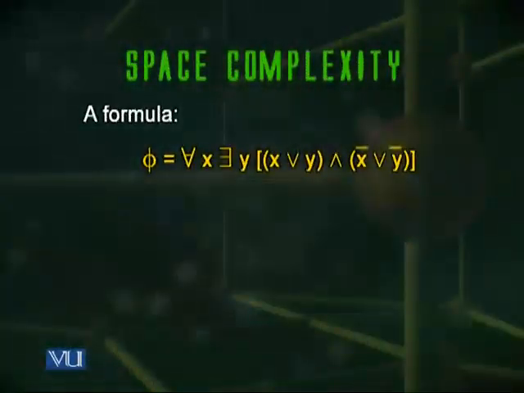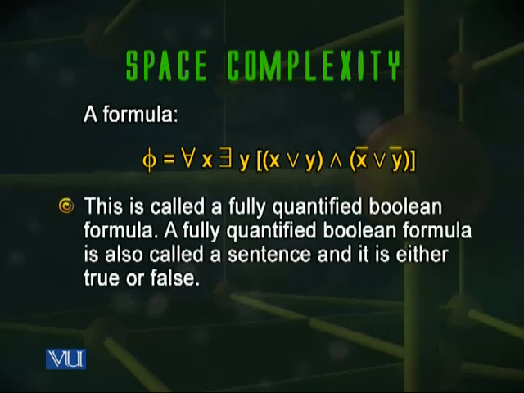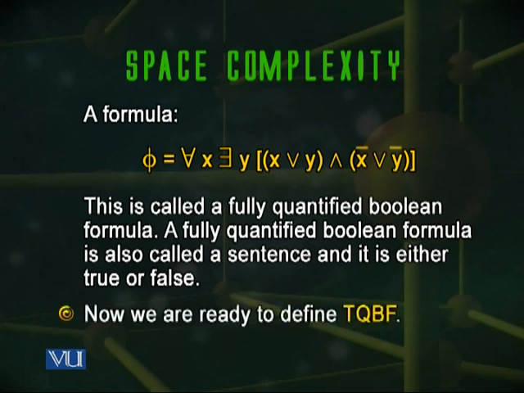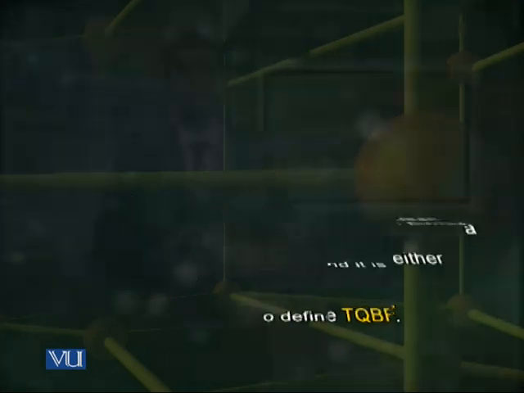A formula phi equals for all x there exists y, (x or y) and (x bar or y bar). These kinds of formulas are called fully quantified Boolean formulas, and they are either true or false. Once we have defined fully quantified Boolean formulas, we can easily define TQBF. TQBF is the collection of all quantified Boolean formulas which are true. Thus, the computational question is whether a given quantified Boolean formula is true or not.